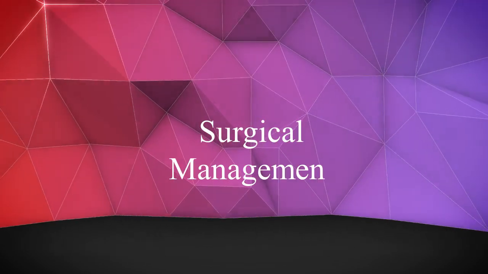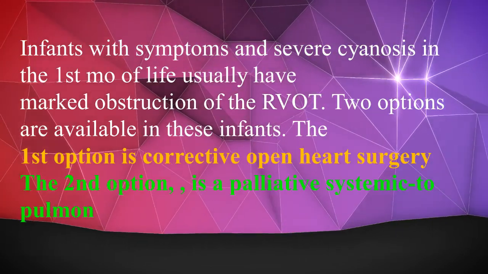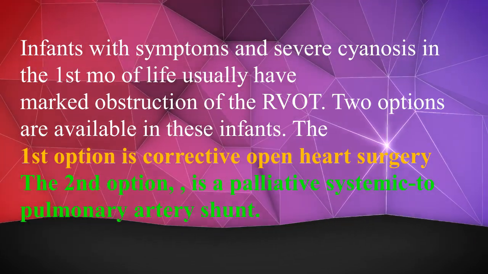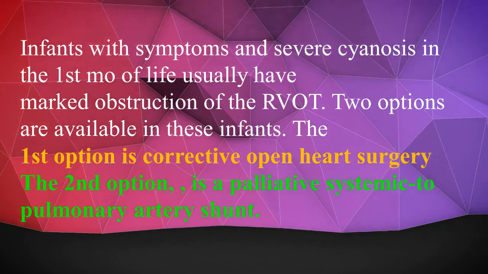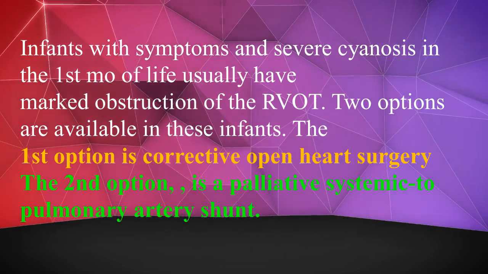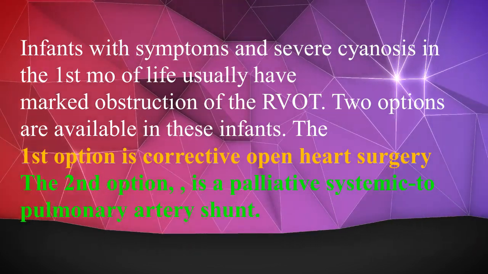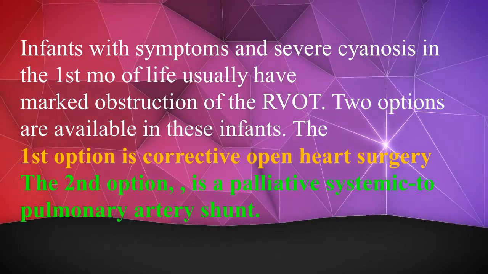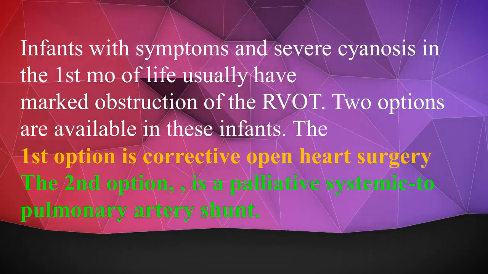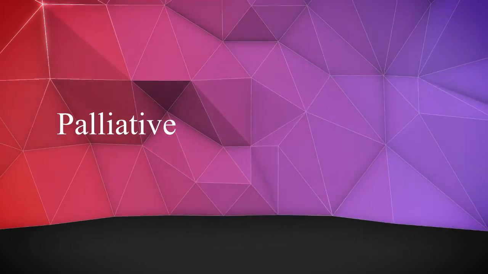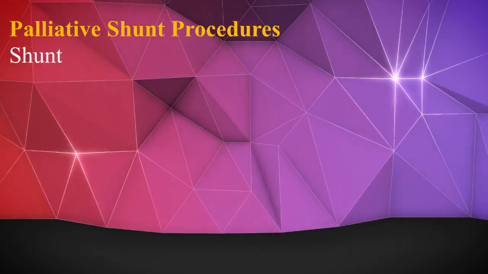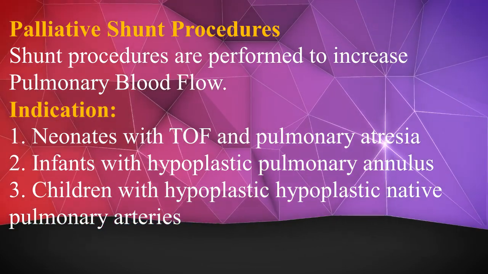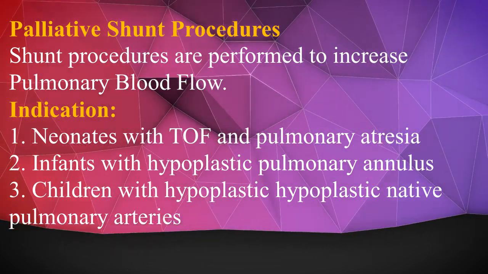Surgical management. Infants with symptoms and severe cyanosis in the first month of life usually have marked obstruction of the RVOT. Two options are available in these infants. The first option is corrective open heart surgery. The second option is a palliative systemic to pulmonary artery shunt. Palliative shunt procedures. Shunt procedures are performed to increase pulmonary blood flow.